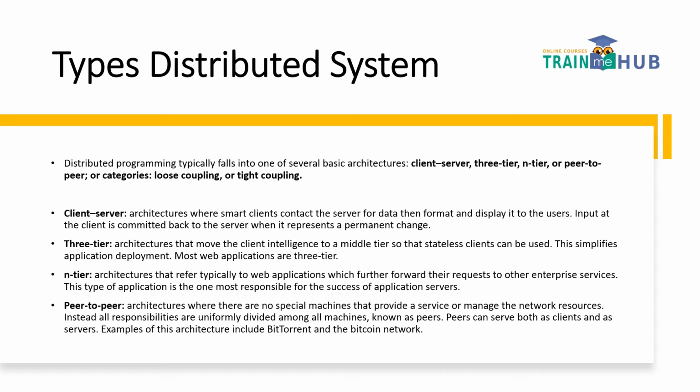Peer-to-peer. This is an architecture where there are no special machines that provide a service or manage the network resources. Instead, all the responsibilities are uniformly divided among all machines known as peers. Peers can serve both as client and as a server. Examples of this architecture include BitTorrent and the Bitcoin network.